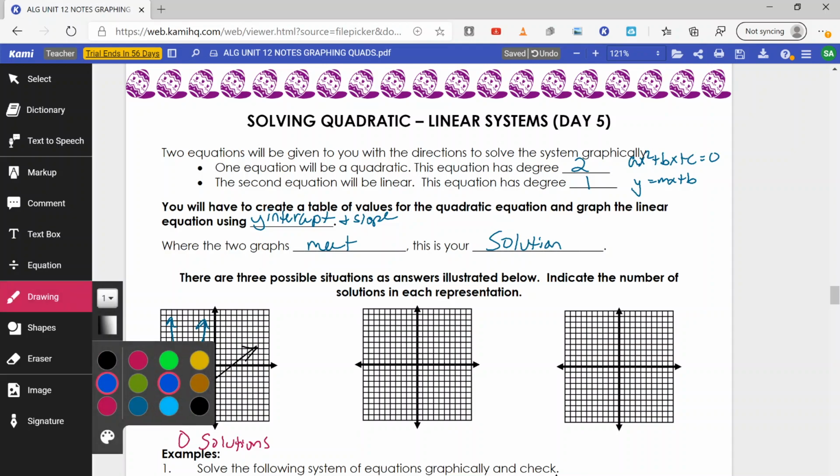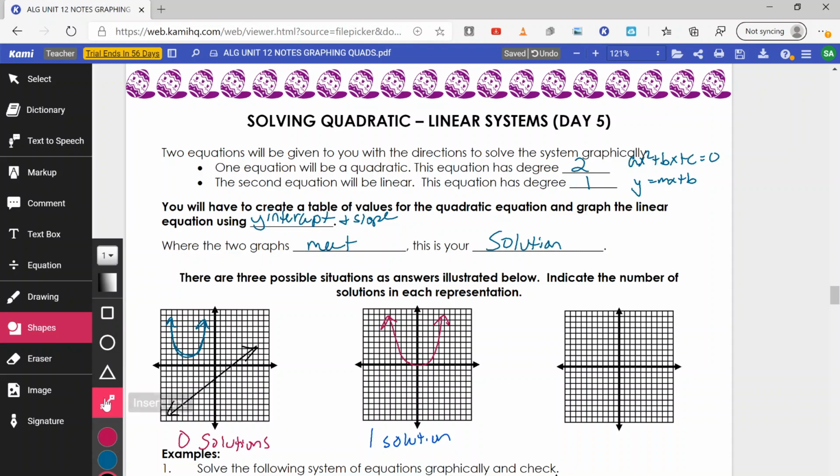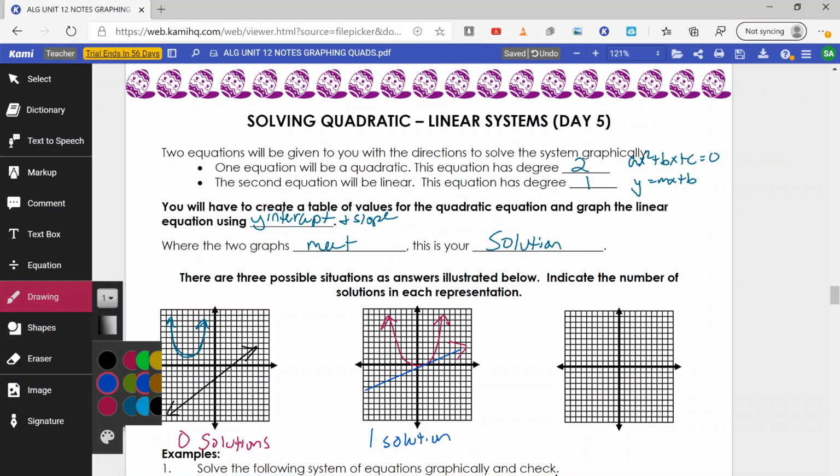Now we could end up with one solution. So again, here's my parabola, it comes down, back up, so there's my arrows, there's my parabola, and then the line, the way the line would work is it comes up and it just touches my parabola in one spot. So that one point of intersection is going to be my solution. So right here where they meet, there's my solution.